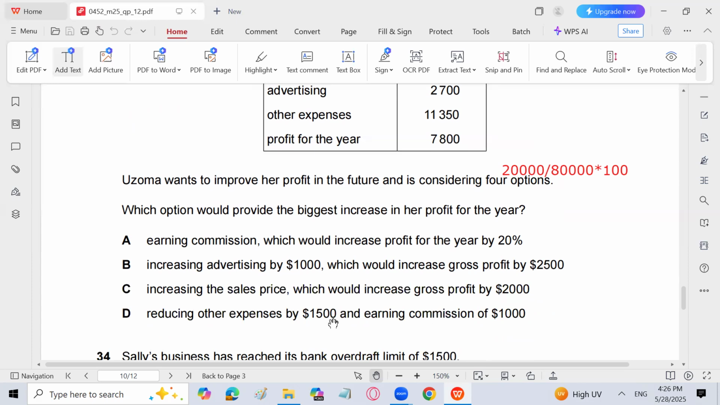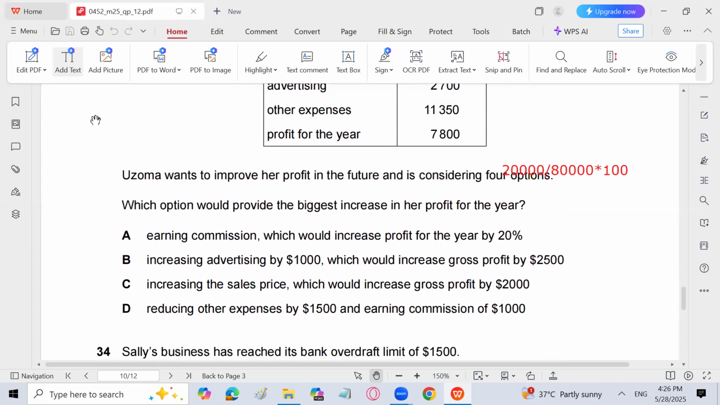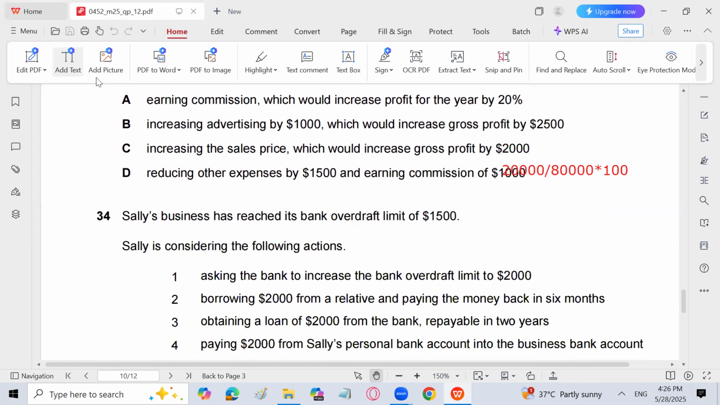So D is the answer, because that will give us the maximum increase in our profit. Why, sir? Because we are reducing our expenses by 1,500. So a decrease in expense will increase profit, and commission of 1,000 will also increase profit. So 1,000 plus 1,500, we have an increase of 2,500. In option A, we have an increase of 1,560. In option B, 1,500. In option C, 2,000. In option D, 2,500. So D is the answer.